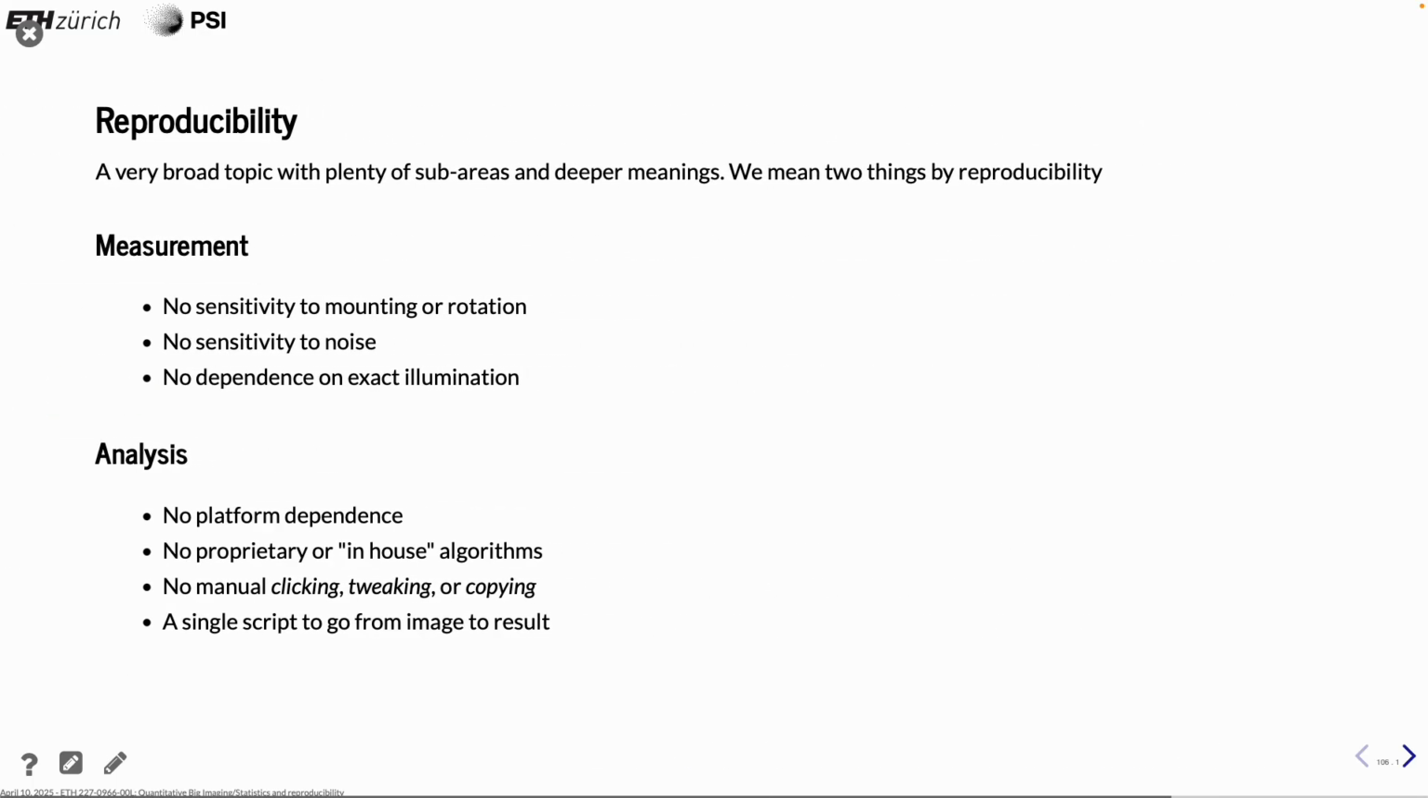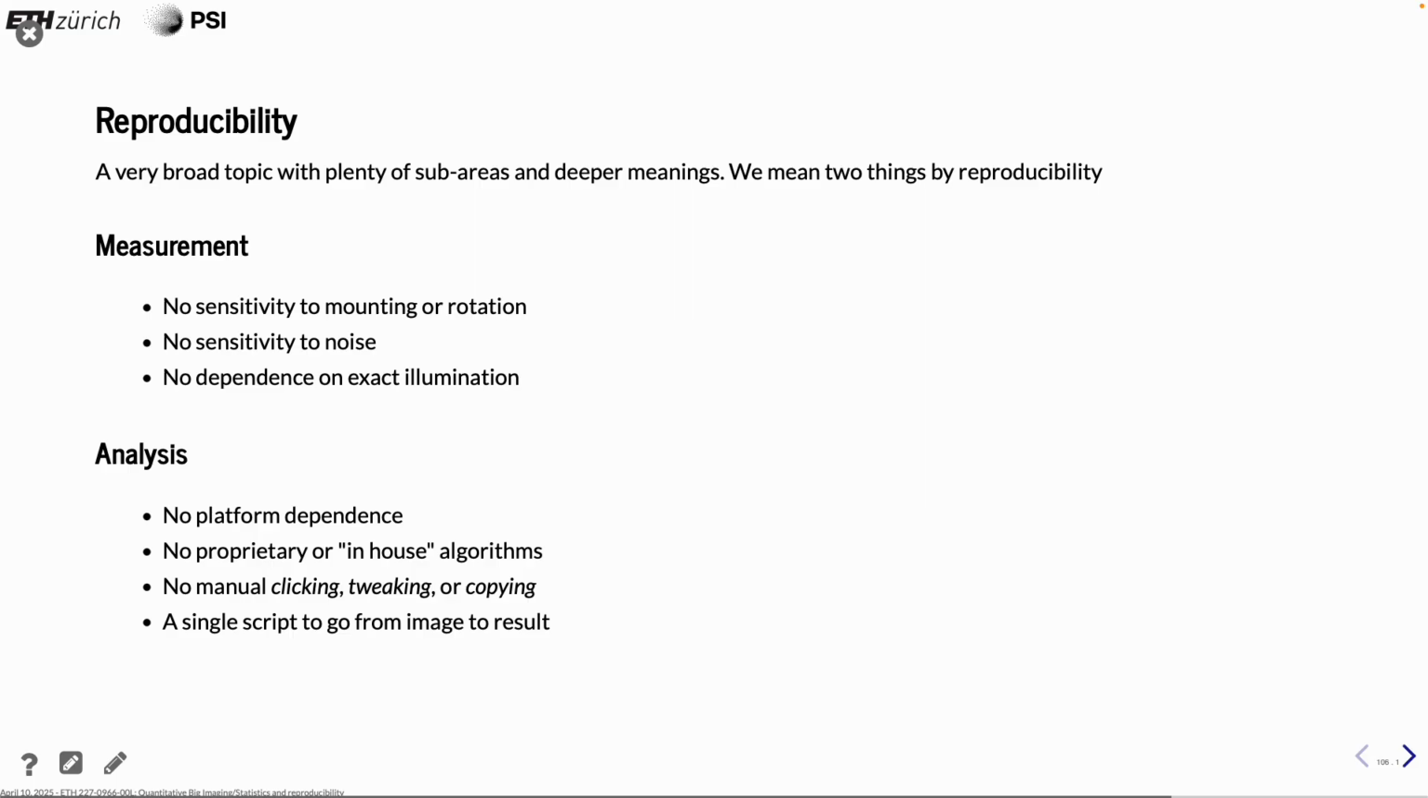And another thing is reproducibility in the experiment. So one thing is in the measurement itself. You should have as stable an experiment setup as possible. So the result shouldn't depend too much on how you mount the sample. Noise is always the thing. And how you illuminate the sample should also not be affecting your experiment. So if you can get all these things, your measurement is not sensitive to these things, it's already good.